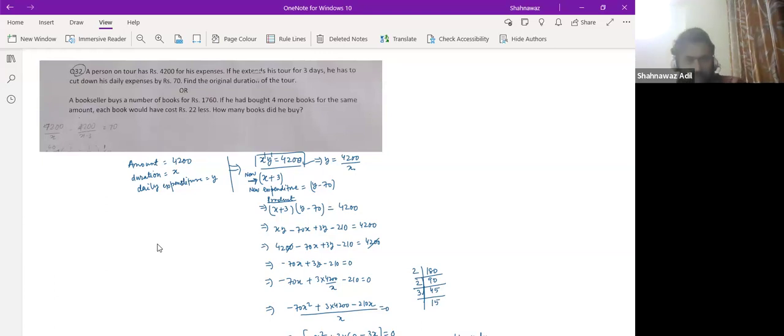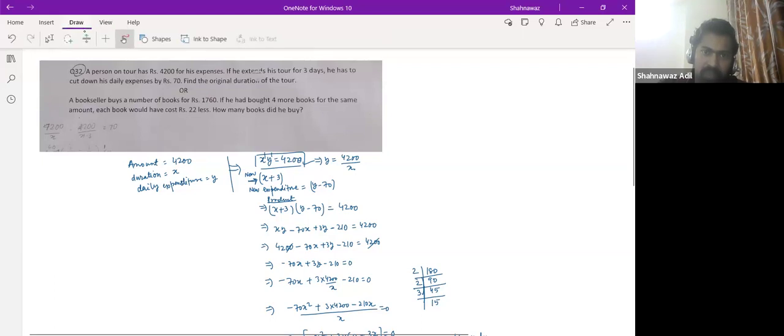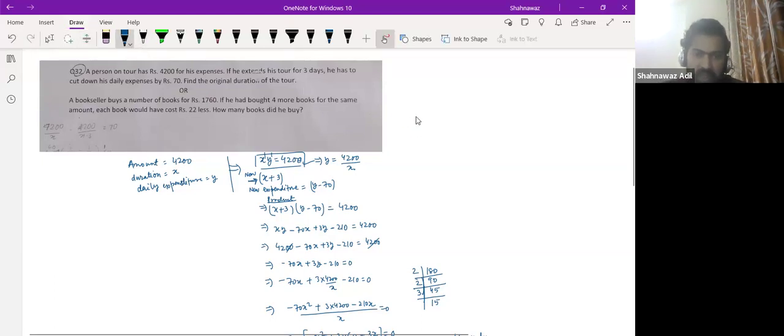Okay. So this one is also looking correct, right? Sir, I got that answer from the guide. Oh, you got this one from the guide. Yes, sir. Expenditure is amount by duration. So that is what we have got, right? Y is 4200 by x. That is right. So this one is also correct.